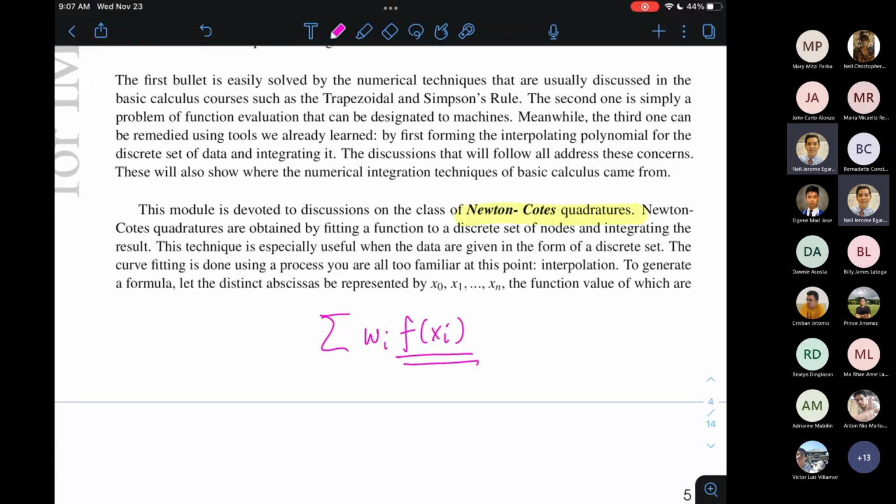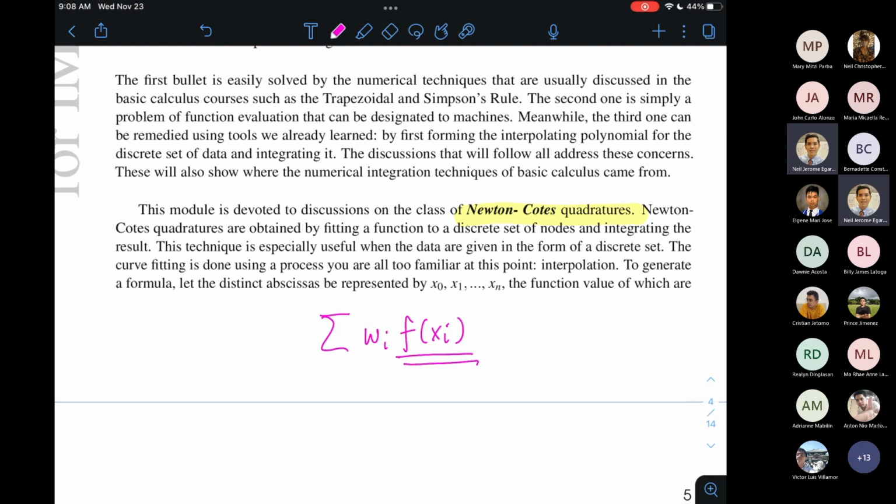So, importante yung unang half ng ating course because basically, yun yung pwede nating gawing fail-safe method. Whenever we have a discrete set of data and we want to do calculus tricks on it, either integration or differentiation, what we can do is to take the interpolating polynomial for that discrete set of data and perform the differentiation and integration on that interpolating polynomial, and we will get an estimate for the actual derivative or the actual integral. And that's what Newton-Cotes quadratures do.